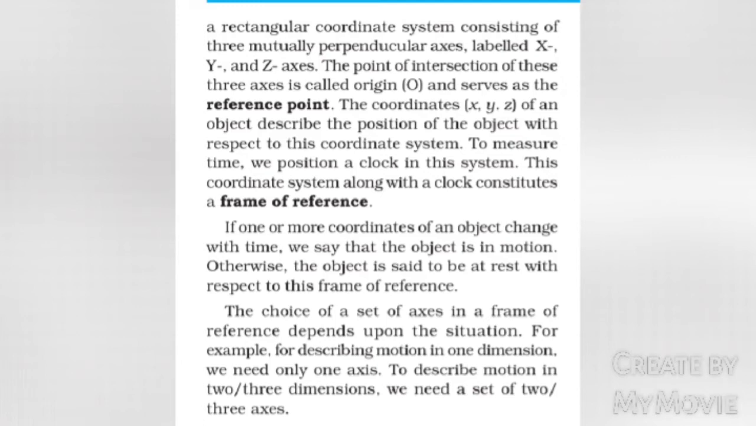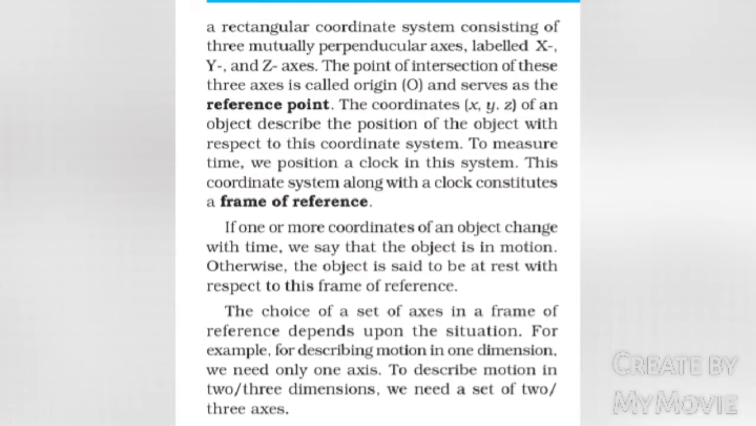To measure time, we position a clock in the system. This coordinate system, along with a clock, constitutes a frame of reference. If one or more coordinates of an object change with time, we say that the object is in motion. Otherwise, the object is said to be at rest with respect to this frame of reference.